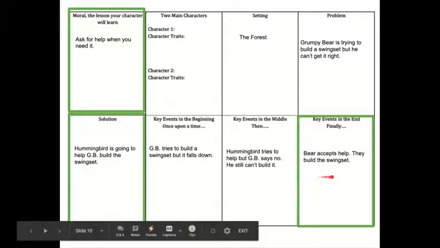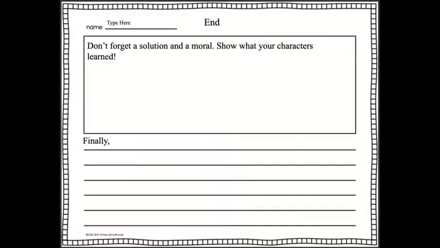I chose to type into the page provided. I was able to check back on these boxes over and over again as I was writing to make sure my story stayed on track. So we have our final page. It looks just like our beginning and our middle, our end. I did include that friendly reminder up here, include your solution and a moral, and show what your characters learned. I added a transition word for you, just like with the other pages.